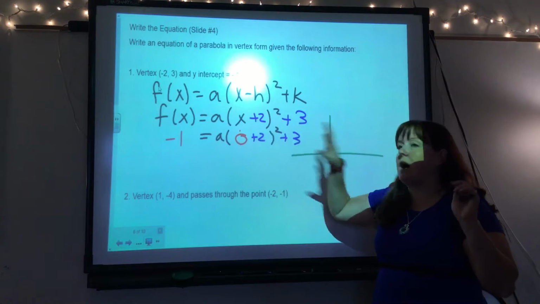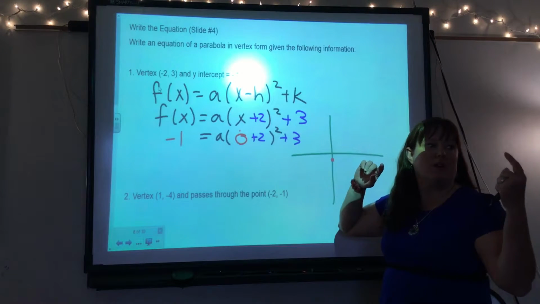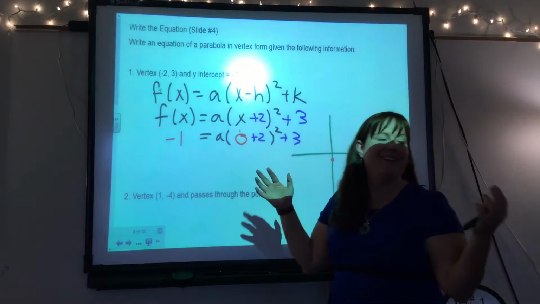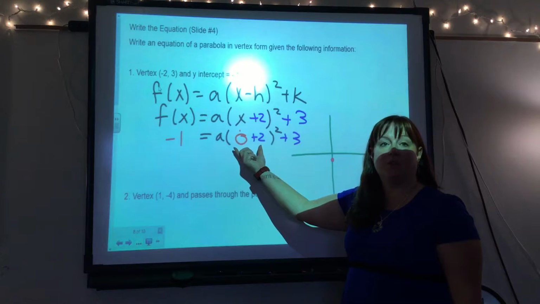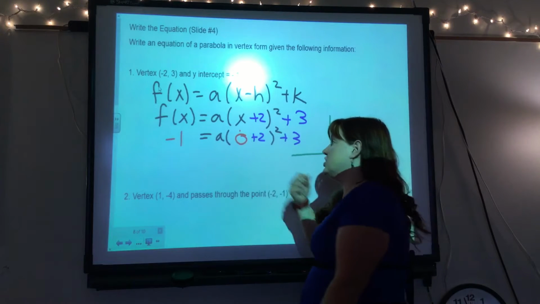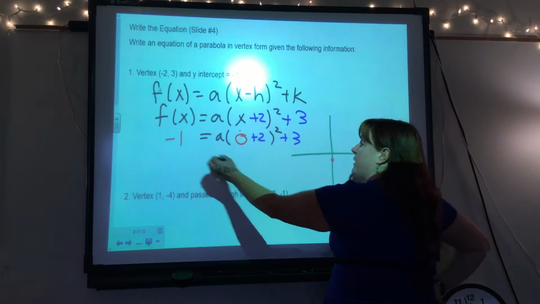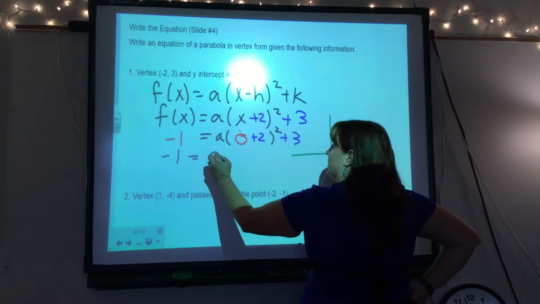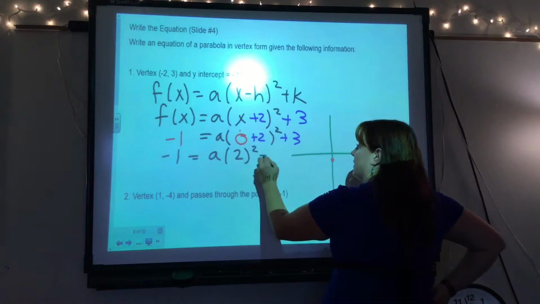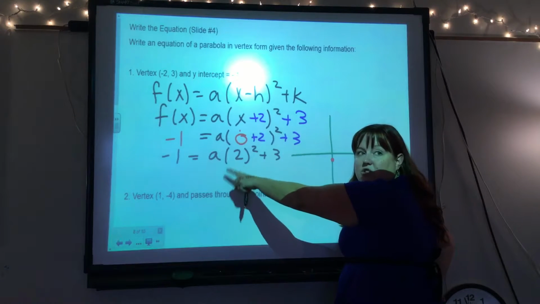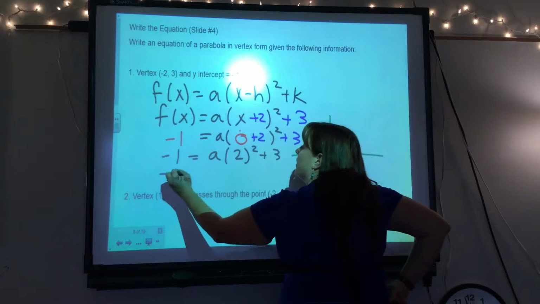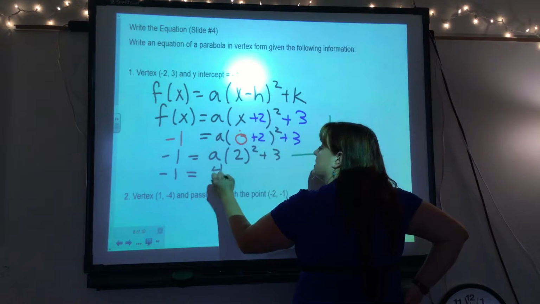We have to remember PEMDAS, or however you remember. Please Excuse My Dear Aunt Sally. You always do everything inside parentheses first. So we're going to combine the 0 and the 2, so that's just 2. Then we do exponents next. We do this exponent before we do this multiplication. 4 squared, so it would be 4 times A.